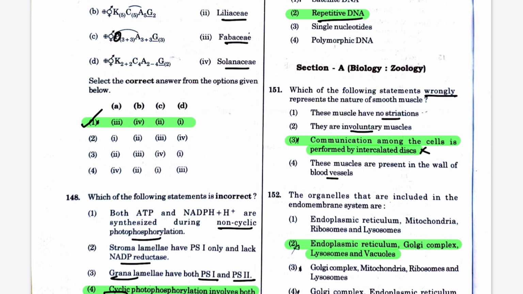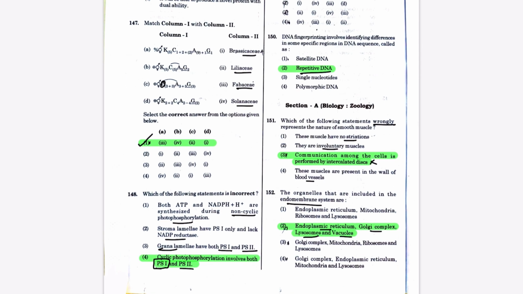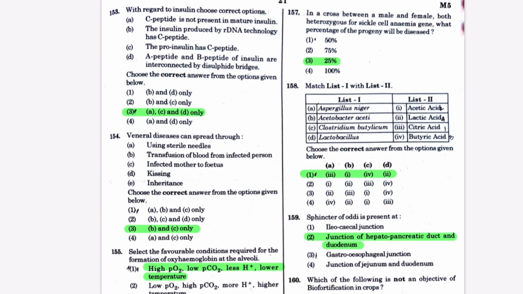And 152, it's a very easy question. They're asking you which of the organelles are involved in the endomembrane system. We know it is endoplasmic reticulum, Golgi, lysosomes and vacuoles. Okay, right.